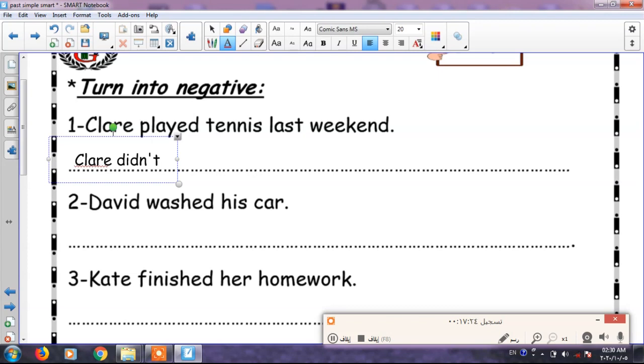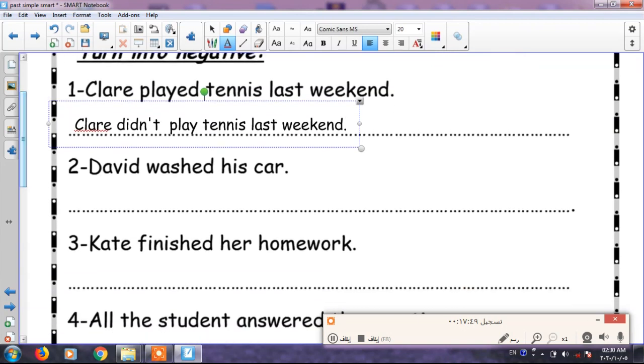So I will write didn't play tennis last weekend. Okay. So what did I do in this sentence? I turn it into negative in the past form. I put didn't before the verb and I put the verb in the infinitive form. This is for number 1.